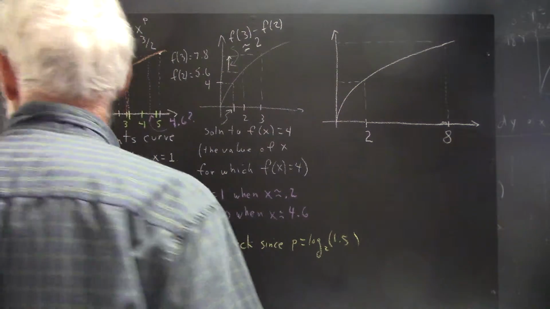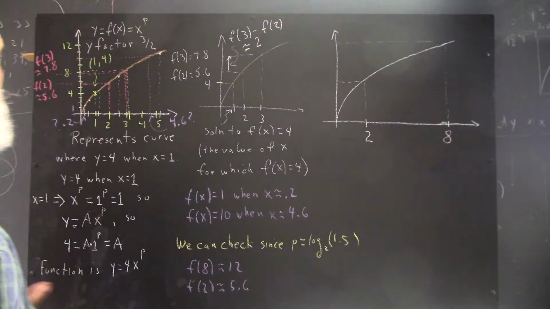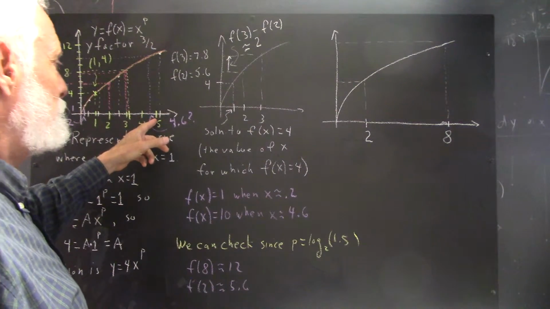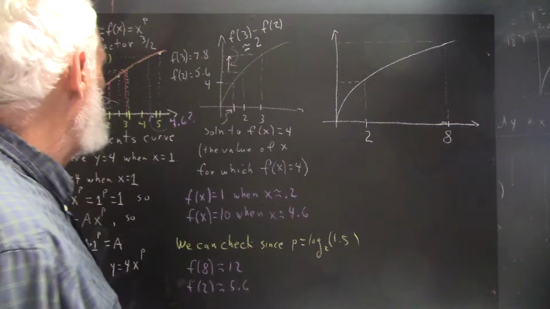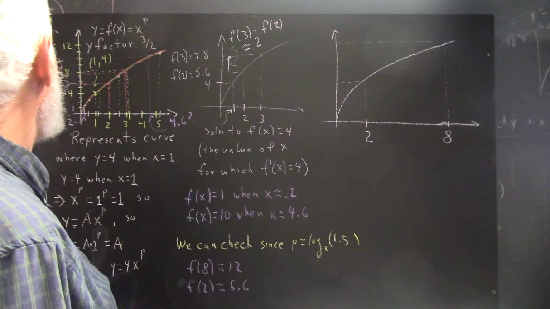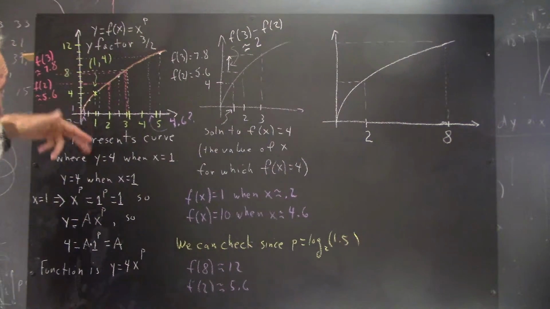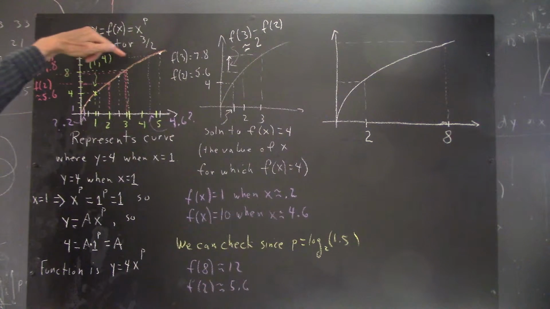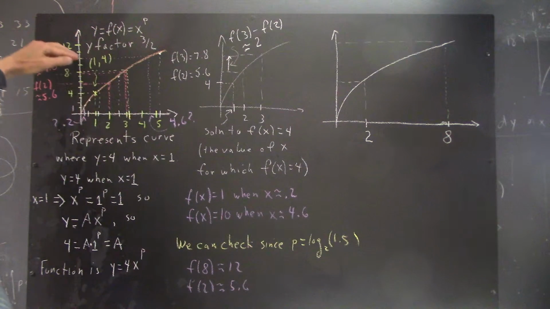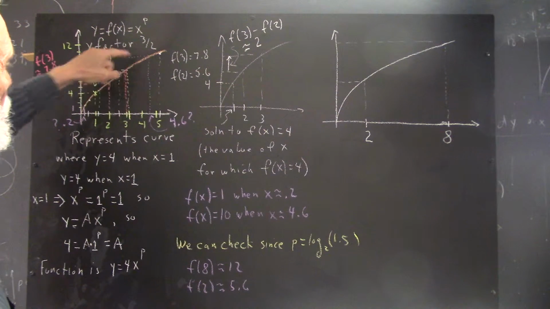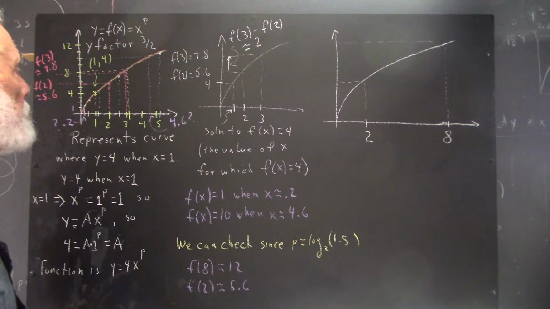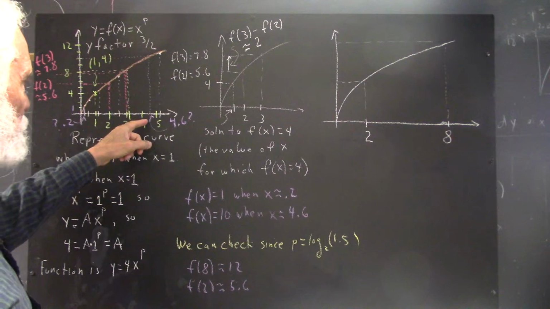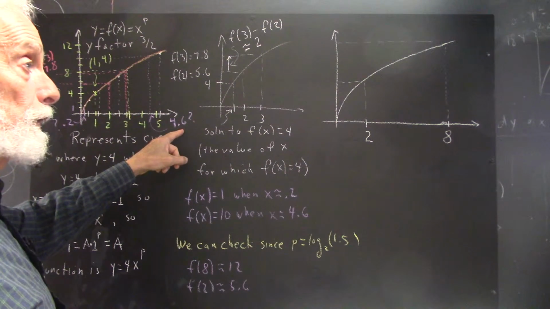And of course, for a solution to f of x equals 10, we would have to extend the graph out quite a bit further. I'm sorry, that doesn't. I'm looking the wrong way. Okay, f of 10 is here. We project over to the graph, we project down. I noticed this projection kind of curves up a little, so maybe I'm a little too far out. But I estimate this to be about 4.6.